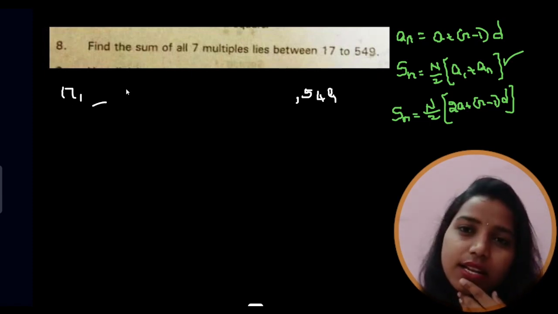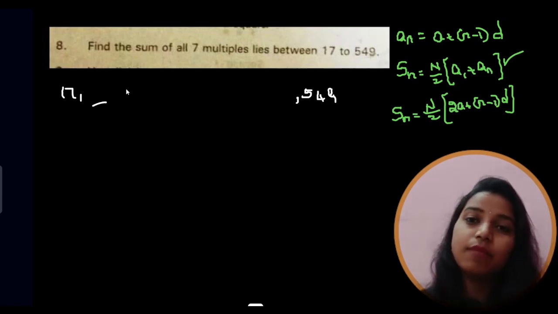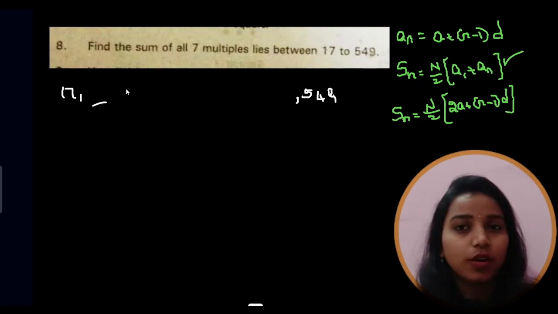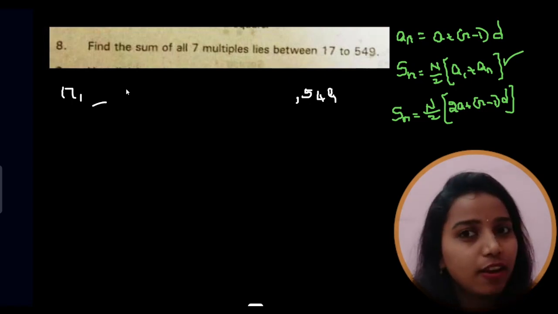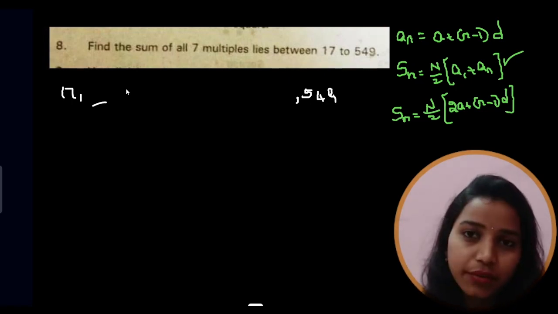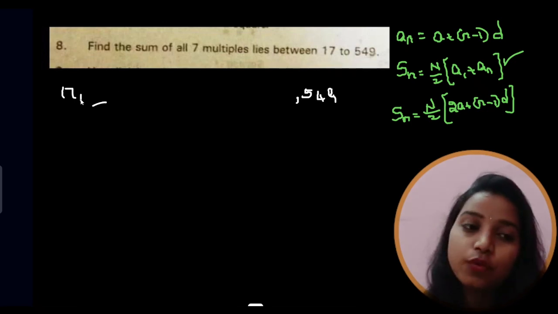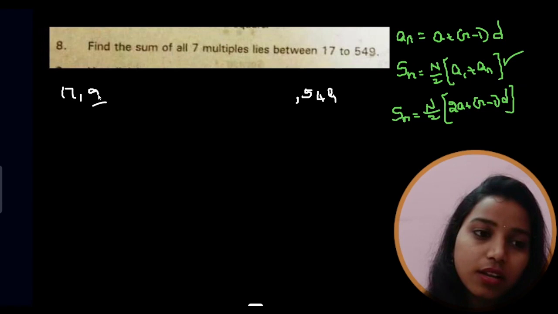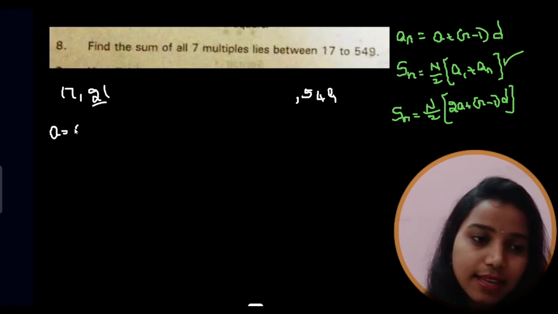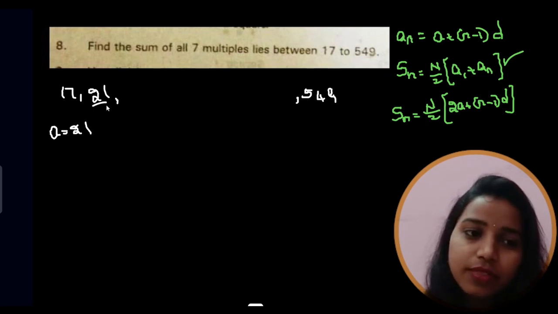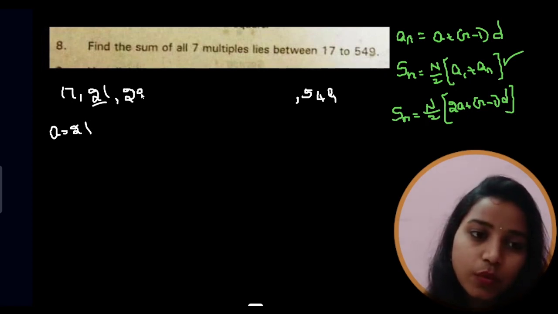First, is 17 divisible by 7? Is it a multiple of 7? No, not exactly. So what is a nearby number? We cannot take 14 because it is not in the range. So we need to take numbers within the range only. So 7 threes, it is nothing but 21. So this is our first term, that is a is equal to 21. And the next term is, of course, after 21, one more 7 multiple is 28. So the difference between them is 7. So d is equal to 7.